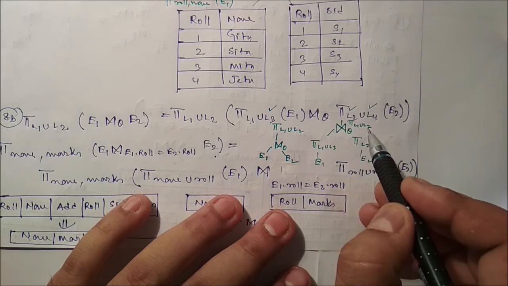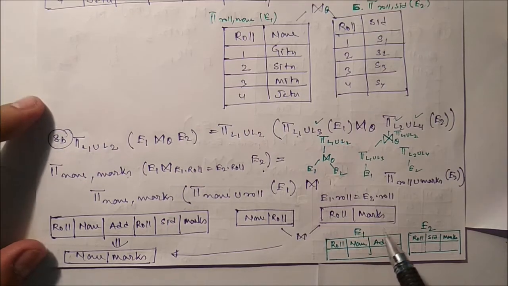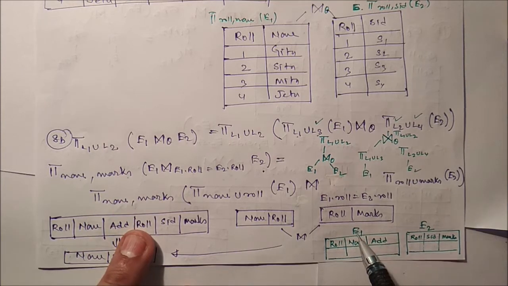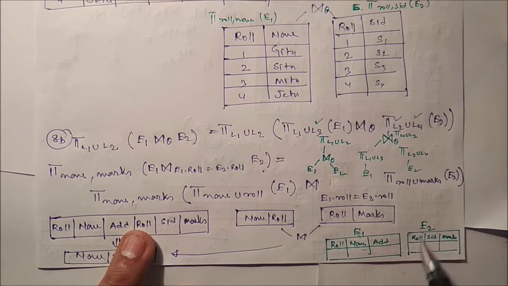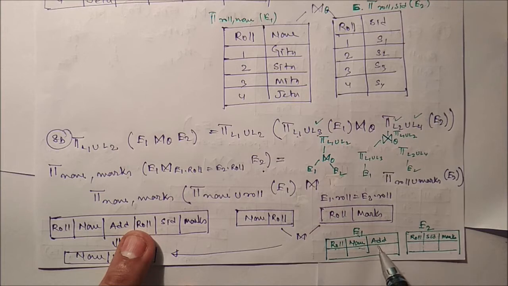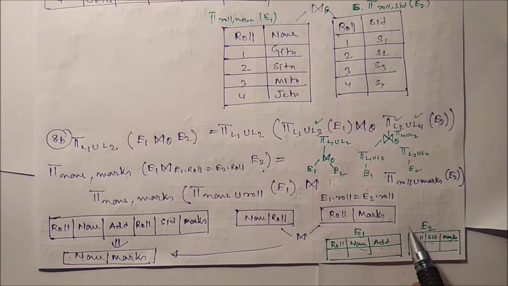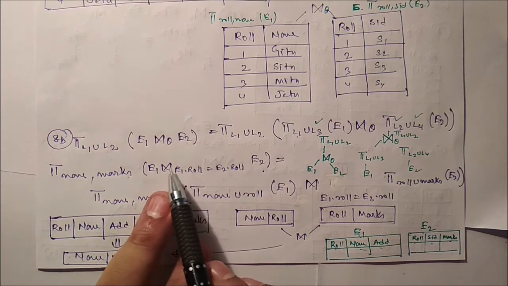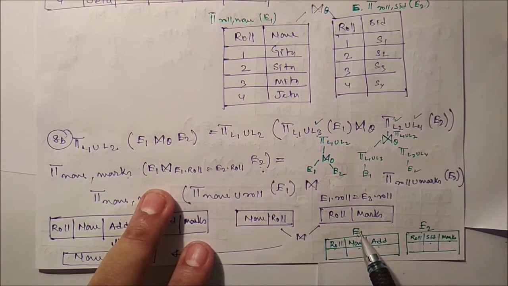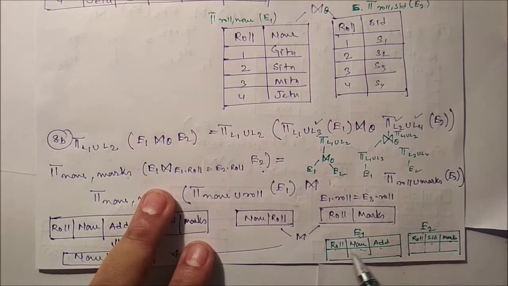After that you have to apply this one. Okay, so we can see here, suppose we have two tables, E1 and E2. Here the attributes are roll number, name, address. Here the attributes are roll number, subject ID and marks. Now here we have to merge E1 and E2. We have to join E1 and E2 with the roll number.